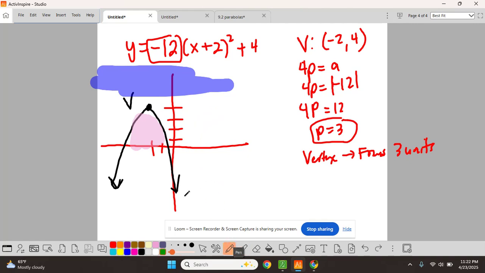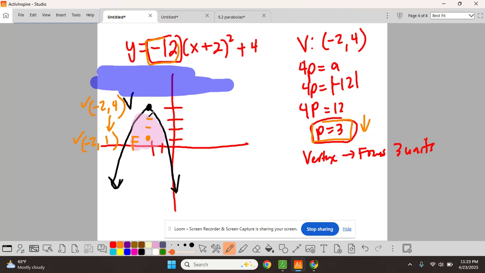Since I know the distance is p equals 3, and my vertex is, what was my vertex here? It's (negative 2, 4), right? Since this opens downward, I'm going to go down 3 units. So 1, 2, 3. This point here should be my focus, and then the coordinates of my focus will be (negative 2, 1). The distance from (negative 2, 4) to (negative 2, 1) is 3 units away. Make sense? So that is my focus.